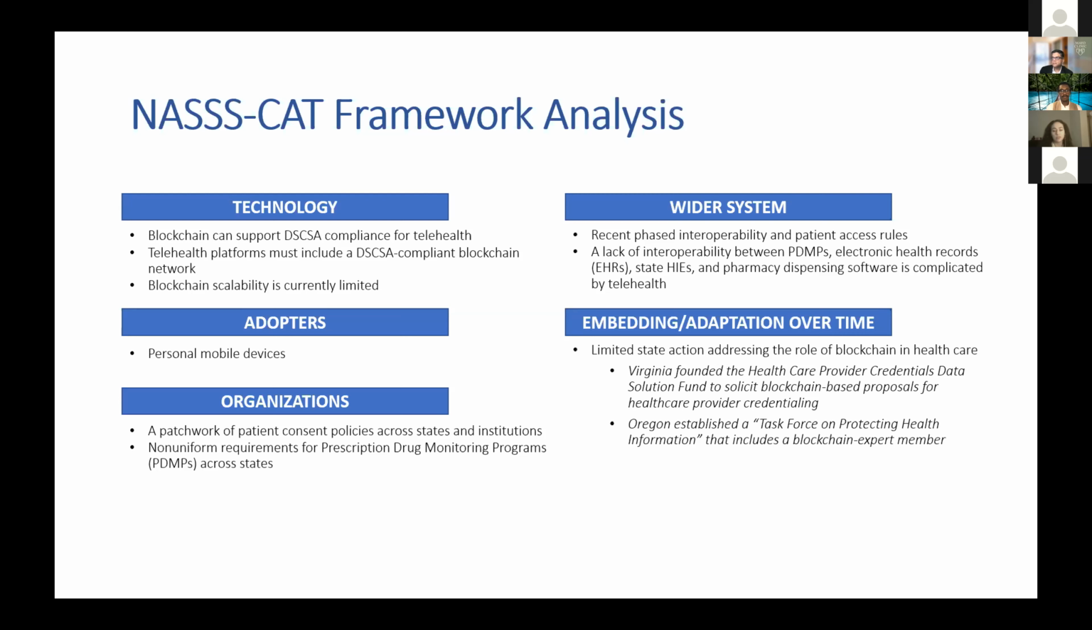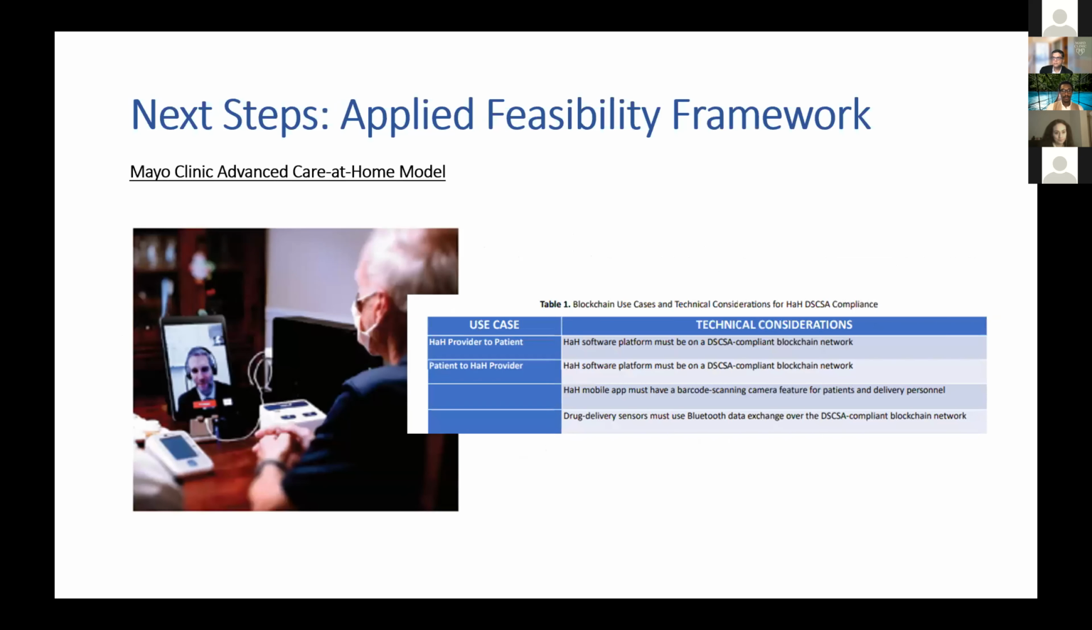The wider system has changing interoperability rules, changing reimbursement rules around telehealth, changing EHR rules. It's just a system in flux right now. And then embedding adaptation over time. We only have a few states starting to look into how it would actually work, but Virginia and Oregon have taken the lead. Next slide.